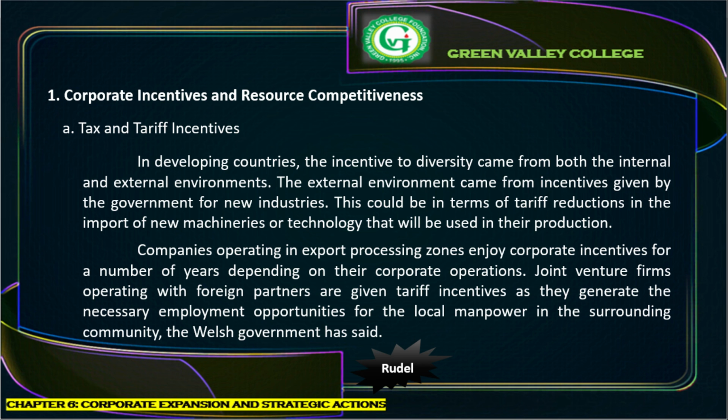So these corporate incentives and resources competitiveness refers to the extension of help to those industries. For example, TESDA dito sa Pilipinas, TESDA give help to all the industries na pwede nilang tulungan. For example, pwede sila magbigay ng mga machines sa mga tailors or mga designers, or other than that nagbibigay din sila ng mga capital para sa mga gusto magsimula ng mga small businesses.